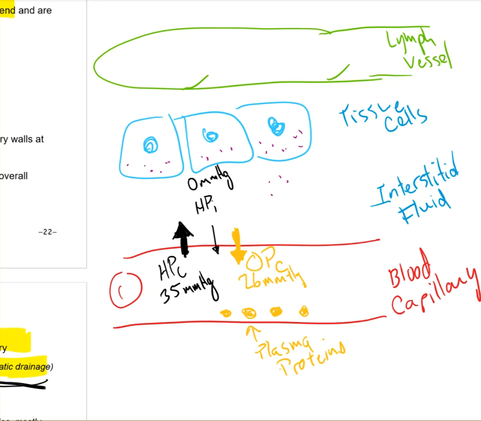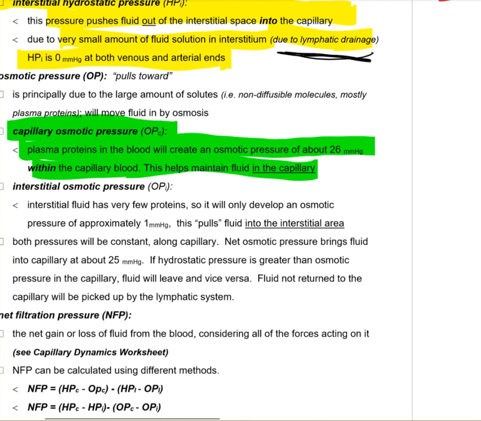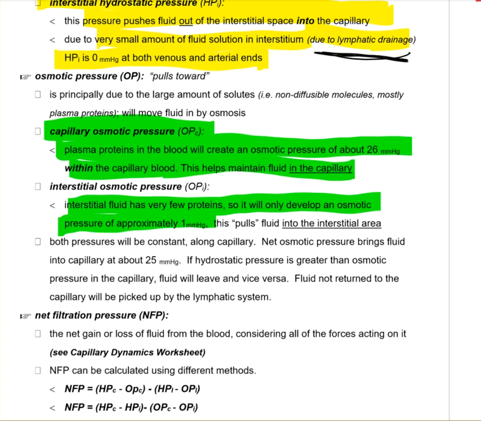So because there's such few proteins in the interstitium, fluid doesn't want to go and try to dilute those very much, but there's a little tiny OPI, osmotic pressure of the interstitium, bringing water in towards those proteins. Okay, it's very low, and as your notes say here, it is often a very low number, like 1. All right, interstitial fluid is very few proteins, so it'll only develop an osmotic pressure of about 1. This pulls fluid into the interstitial area.